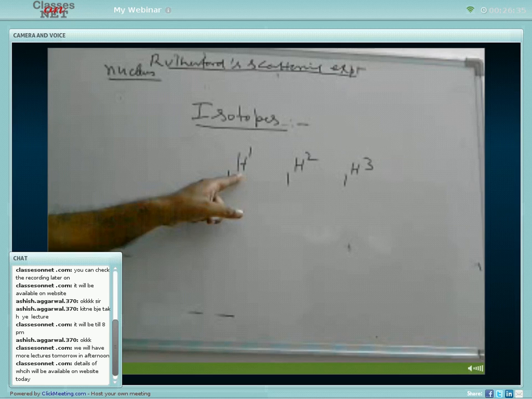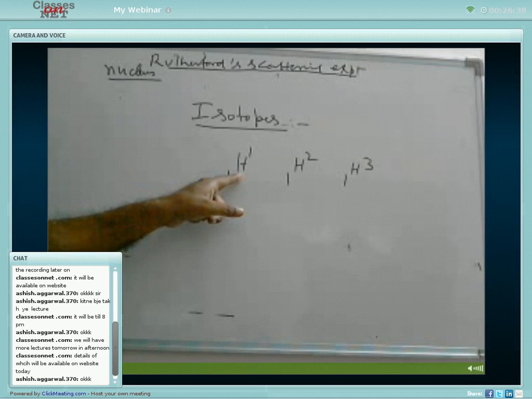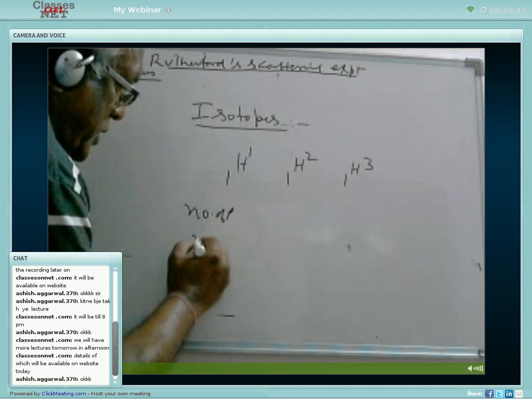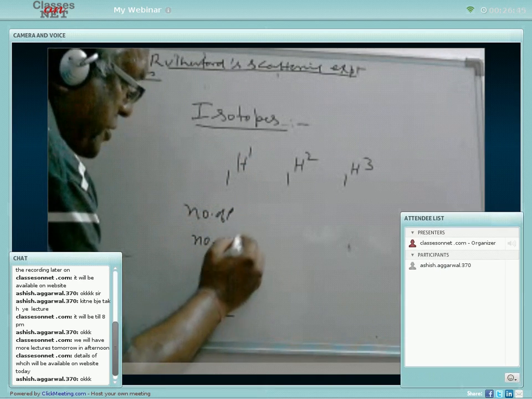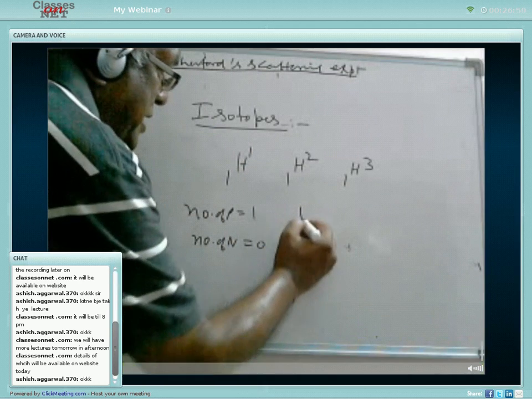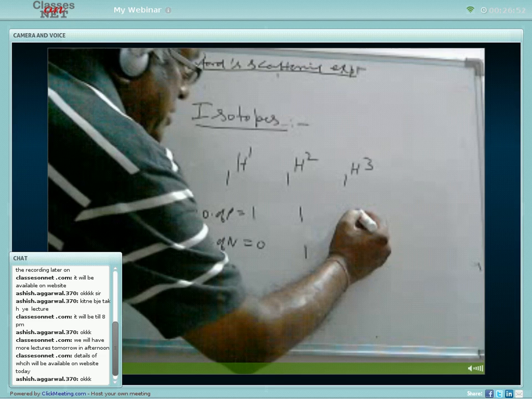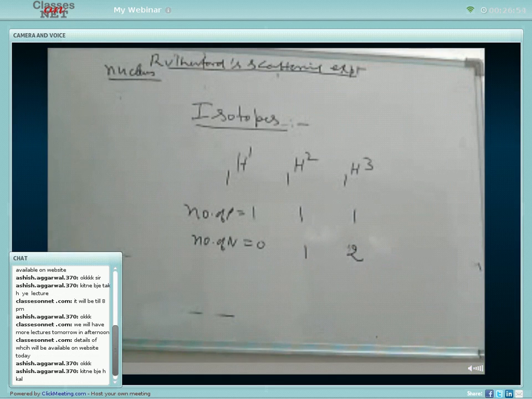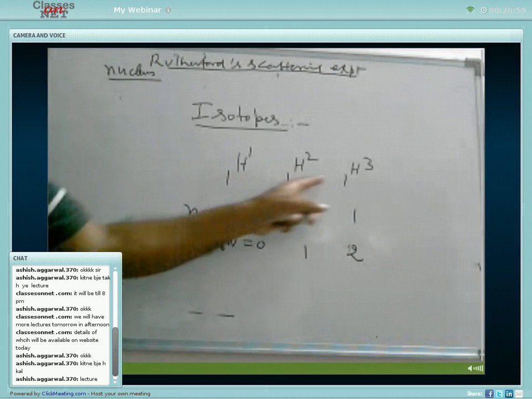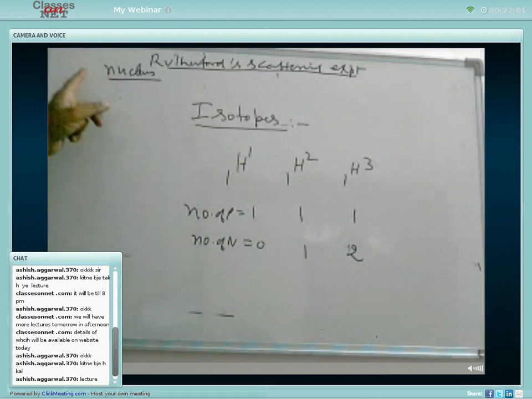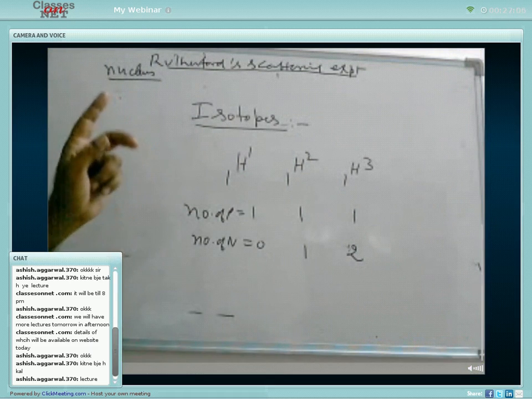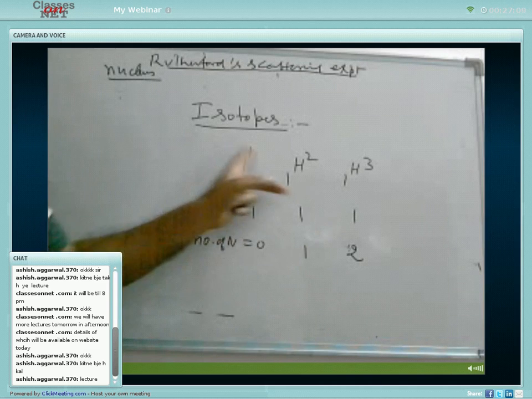In protium, there is no neutron. Here there is number of proton, number of neutron. Proton is 1 here, neutron is 0. It is 1 and 1. It is 1 and 2. The number of protons is also known as the atomic number. So the atomic number of all these three is the same, but the mass number differs.